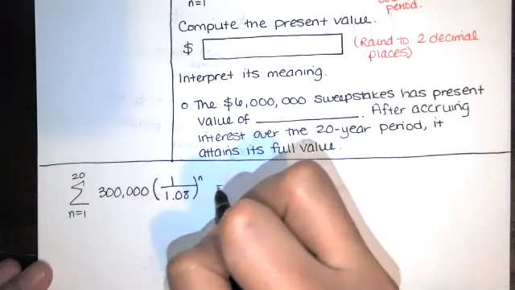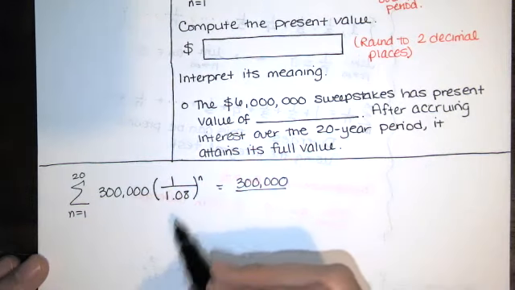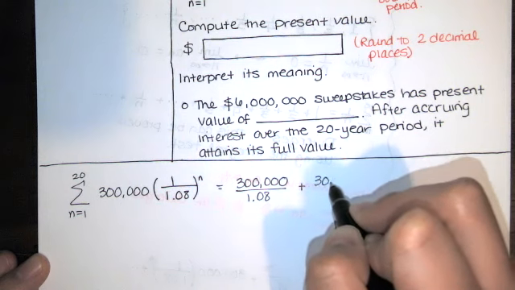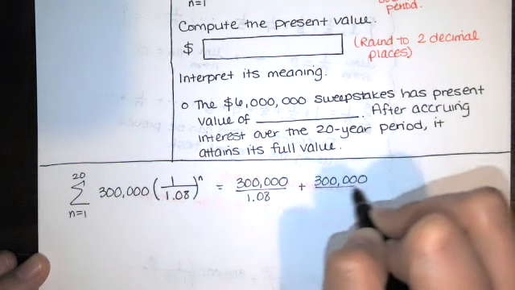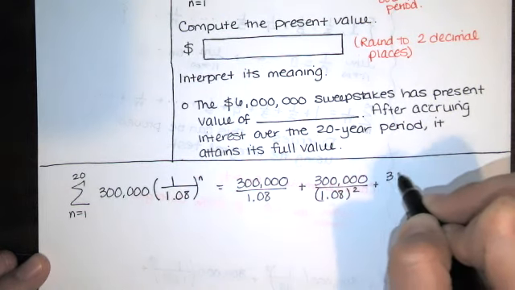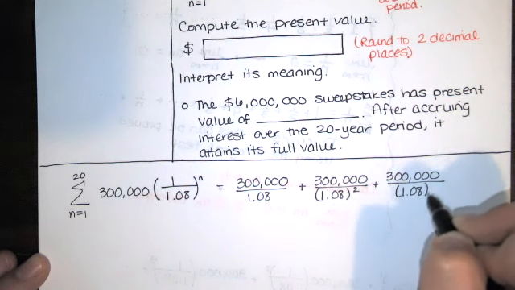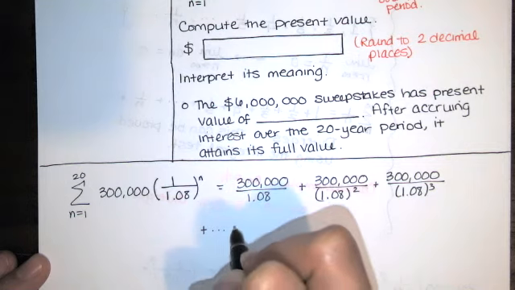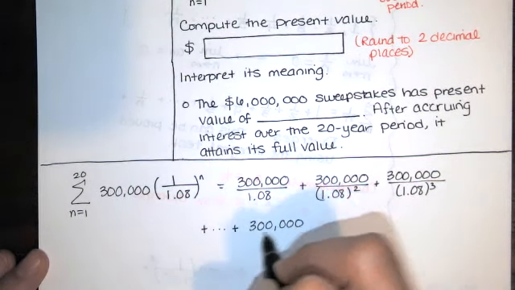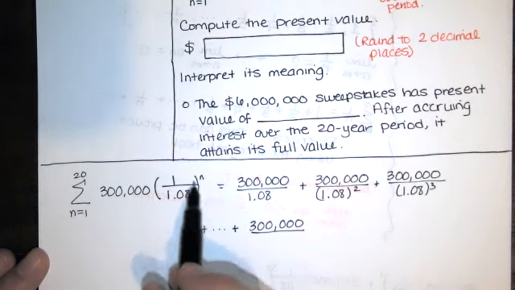So when n equals 1, we just end up with 300,000 divided by 1.08 to the first. And when n equals 2, we'll have 300,000 divided by 1.08 squared. When n equals 3, we'll have 300,000 divided by 1.08 cubed, and so on. And we keep going. And eventually we have 300,000 divided by 1.08 to the 20th, because that's going to be raised to the 20th power.